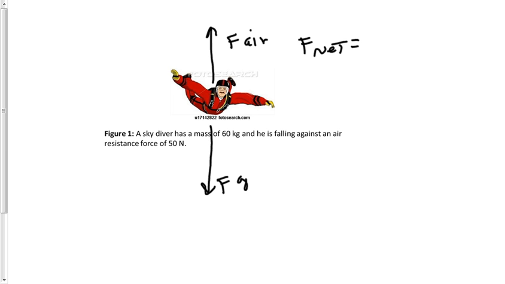Force net equals force of air minus force of gravity. Air is going up, gravity is going down. That's why we have it assigned a positive and negative. Now we always plug in mass times acceleration for force net. Our air resistance force is recorded at 50 newtons at the moment. And then we'll subtract the force of gravity of the person.